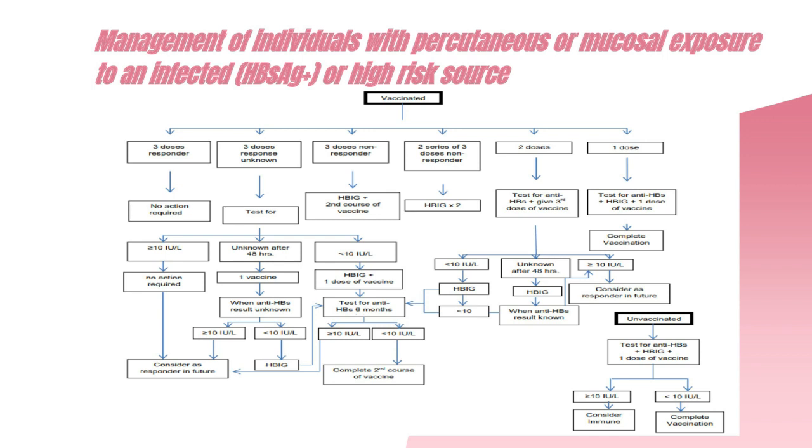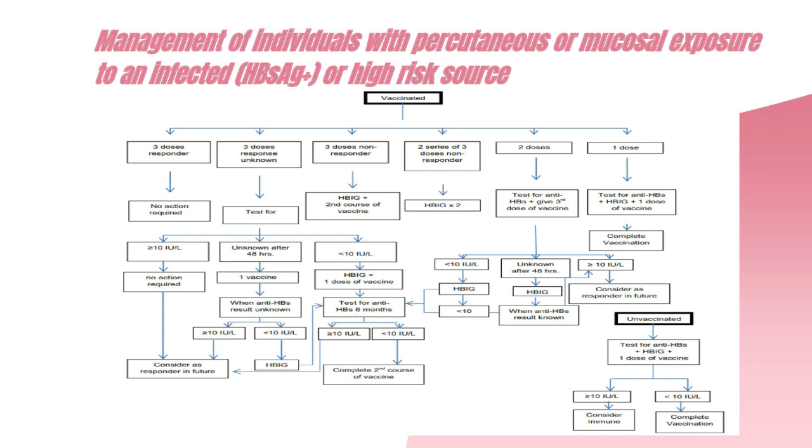If anti-HBs show adequate immunity, consider the person as a responder in the future. If the exposed person has received 3 doses of vaccine but the immune response is unknown, test for anti-hepatitis B. If the anti-HBs show adequate immunity, no action is required. Consider as responder in future. If anti-HBs show inadequate response, give HBIG and 1 dose of vaccine.